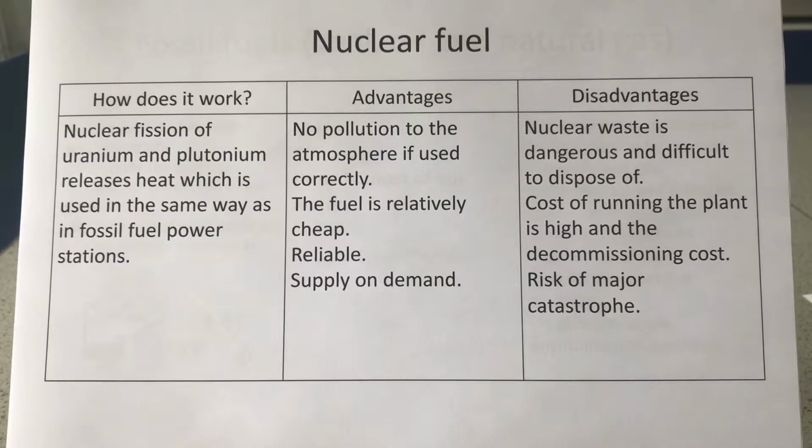The cost of running the plant is high, and so is the decommissioning cost. So when we don't want to use the power station anymore, to make the area safe and to decommission it, which means to get rid of all of the nuclear material, is expensive, and there is a risk of major catastrophe. And we look at the Chernobyl disaster in P4. Now let's go to our renewable fuels.